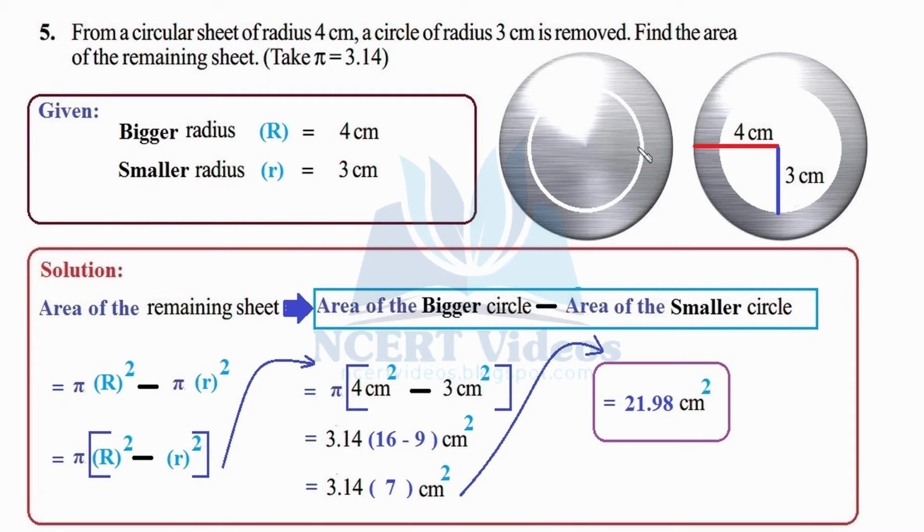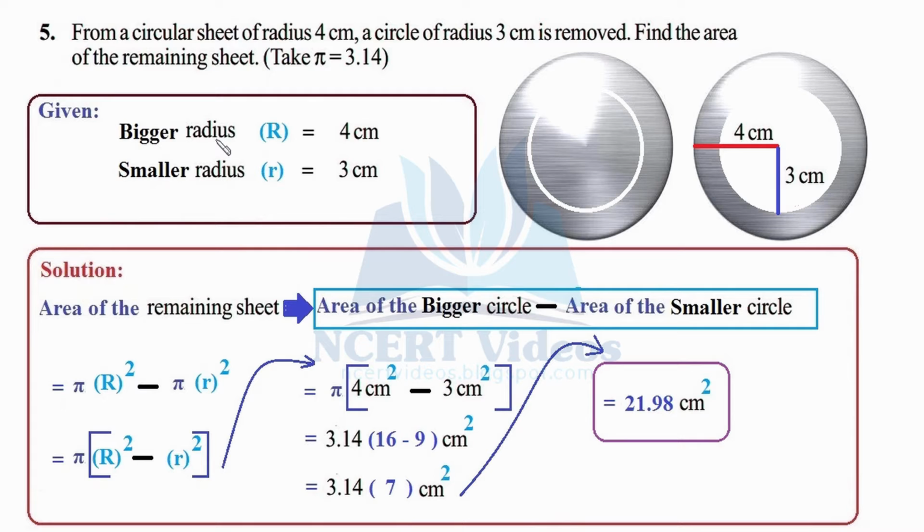Now what we did to this sheet is that we removed a circle of radius 3 cm. That is, we first drew a circle with radius 3 cm, that is this part, and we removed it. And the question asks, what is the remaining area? That is this one. You have to find this one. It is very easy how we can find it. If we find the area of this complete circle and subtract the area of this circle, we will get the area of the sheet left.